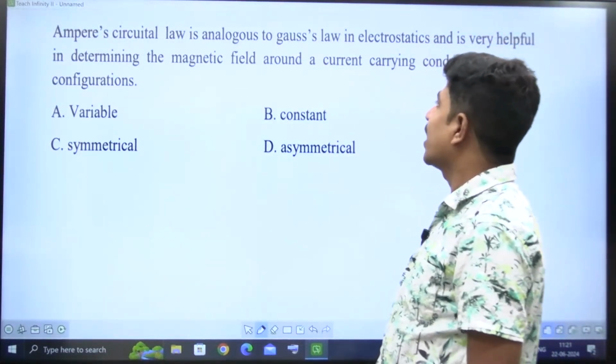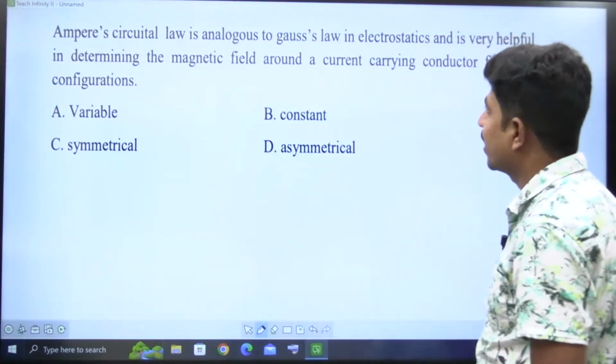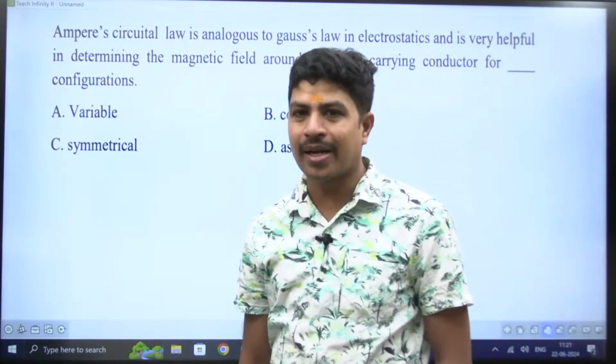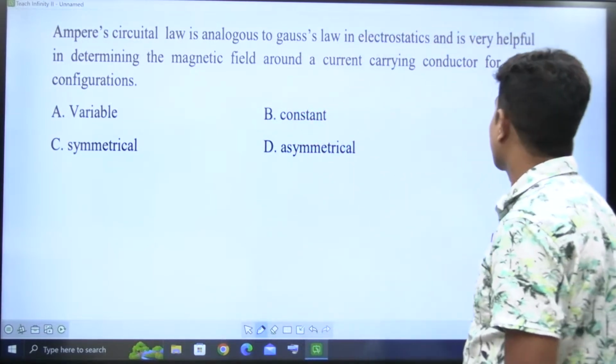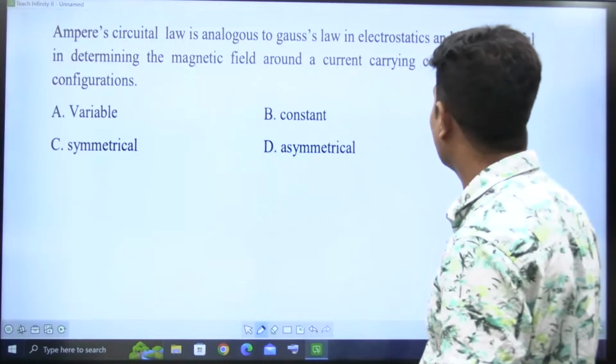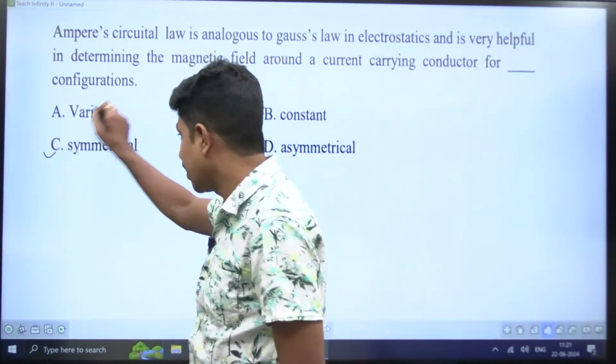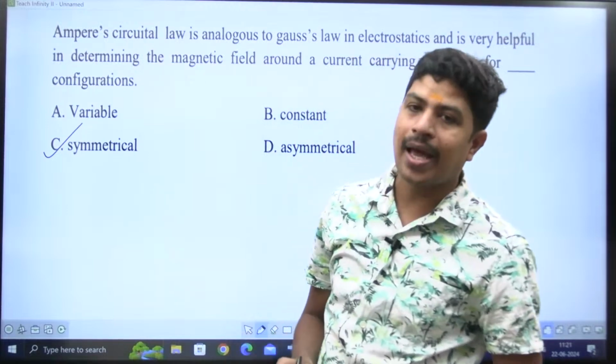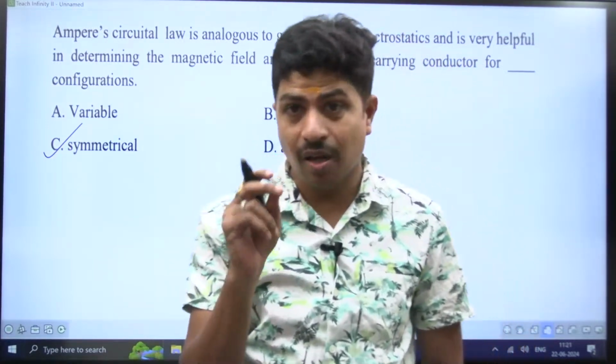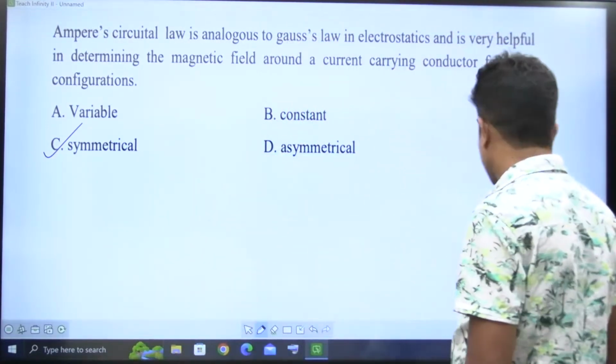Ampere circuit law is analogous to Gauss law in electrostatics. Yes, Ampere circuit law is from electromagnetics. Gauss law is from electrostatics, and it is very helpful in determining the magnetic field around a current carrying conductor for certain configurations. For symmetrical configurations only, you can apply Ampere circuit law. Remember this point, please. Option is C.